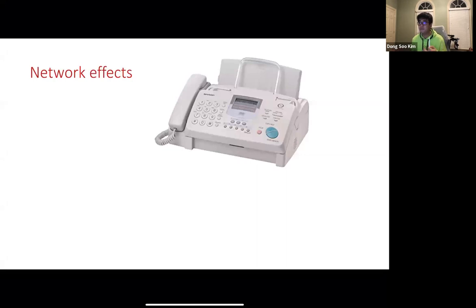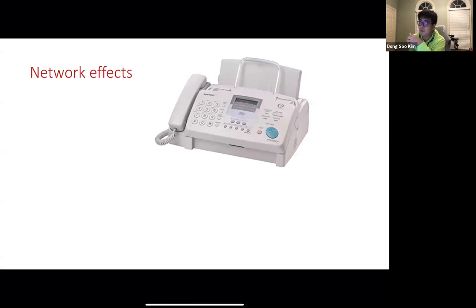The fax machine is a famous example of the network effect. The network effect means that the utility of a product or service becomes greater as more people use the product. As more people use fax machines, a user can send a document to more people.